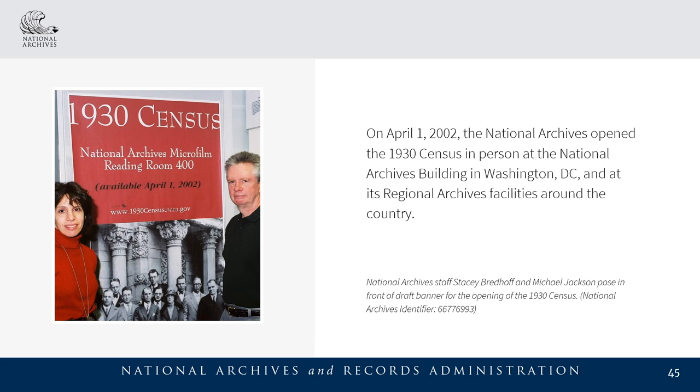Like in 1992, several facilities, including Kansas City, Fort Worth, Waltham, and Seattle, all opened at midnight. The duplication process was years in the making. Each of the 2,667 rolls of microfilm, about 100 feet long, was duplicated and proofed by National Archives staff.